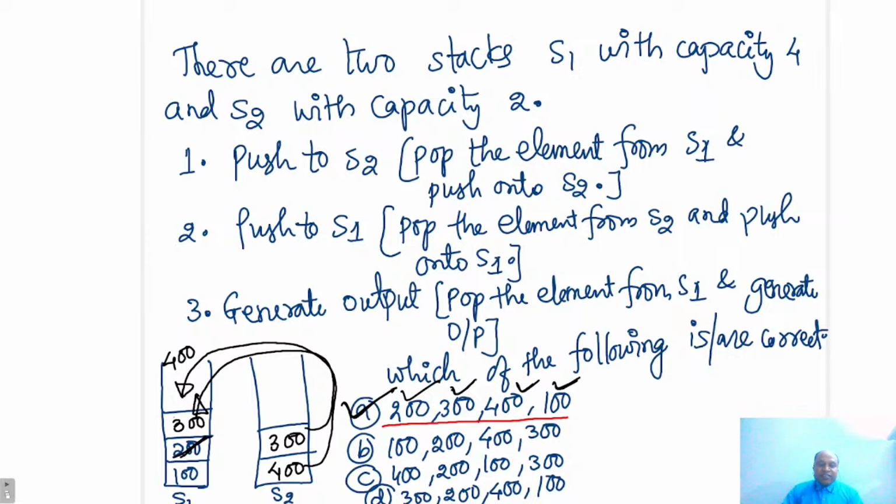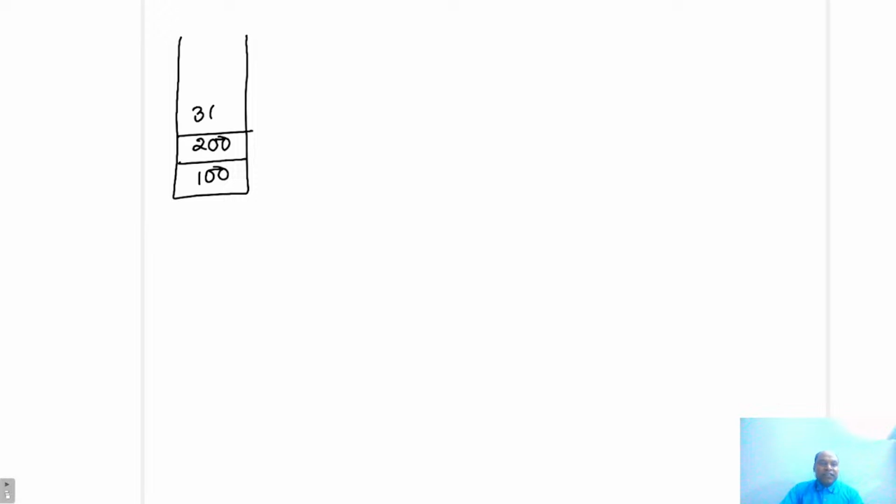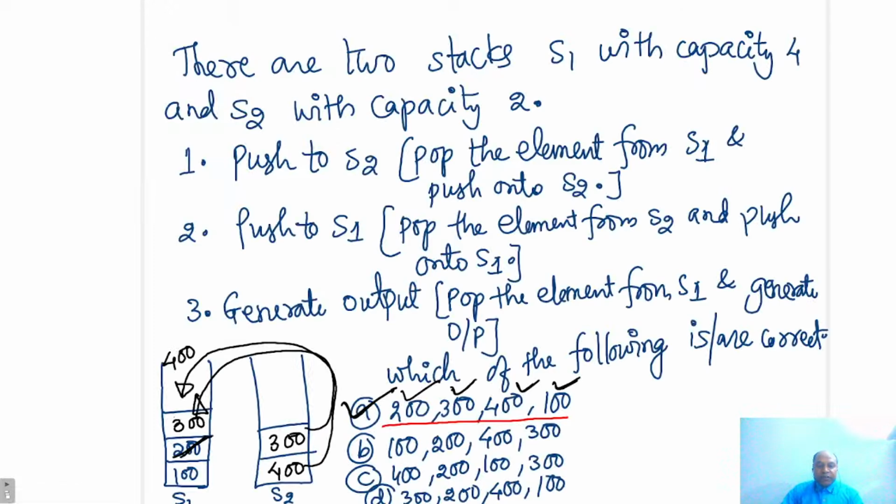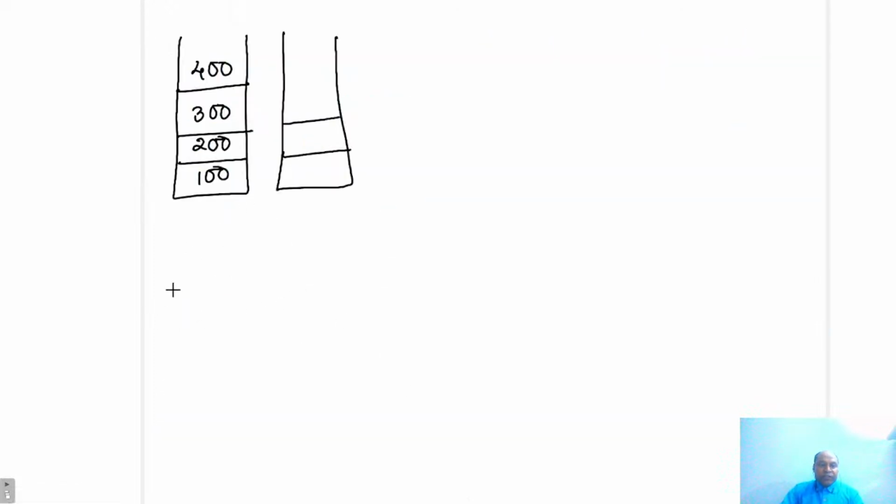Now let's try to check for option B. Now our S1 is 100, this one is 200, this one is 300 and this one is 400. Now in this it is blank. Our next option is 100, 200, 400 and 300. So checking for option B, 100, 200, 400 and 300.